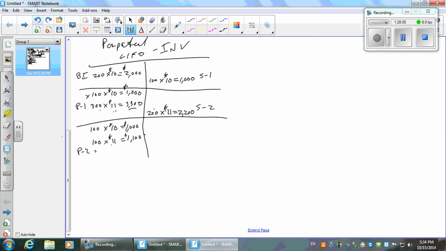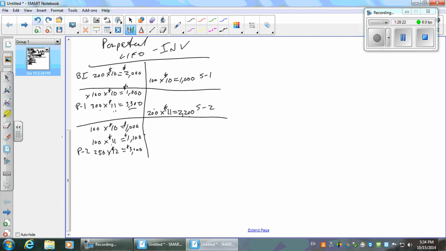250 at $12. Now it looks to me like I have 450 units in my inventory. Would you agree with that? I already had 200, about 250 more. I got 450. And what do they cost? $12 each, which is $3,000. So what's the total amount of my inventory right now?